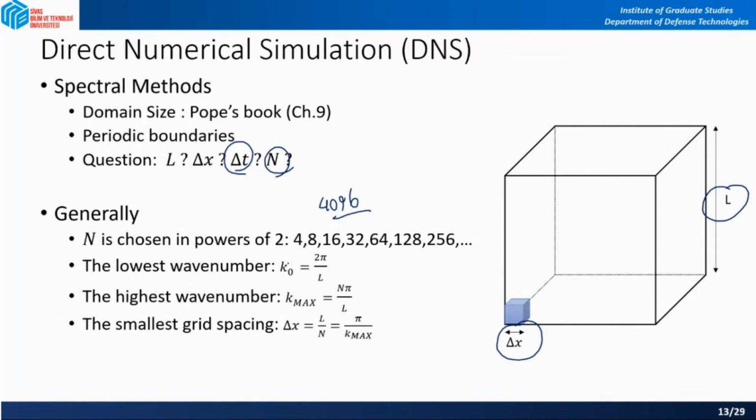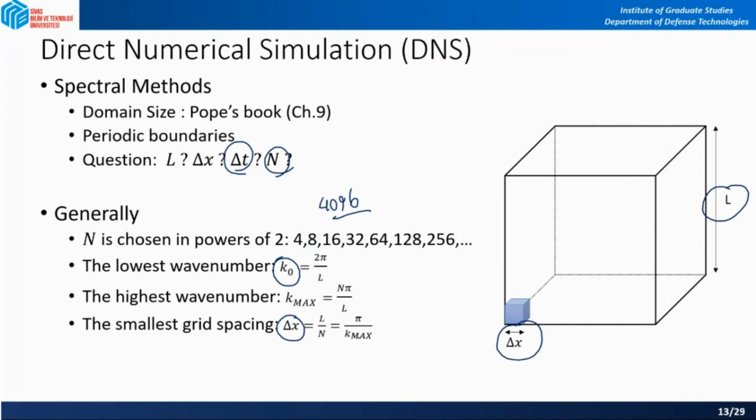Second one, the lowest wave number. We saw this. This is the lowest wave number that corresponds to the largest eddy inside this domain, this cube, and this is K0, which is equal to 2 pi over L. And then you have the highest wave number, which is K max, and it is n times pi over L. And the smallest grid spacing, delta x, in the physical space, is L over n. So in the spectral space or in the wave number space, it corresponds to pi over k max.